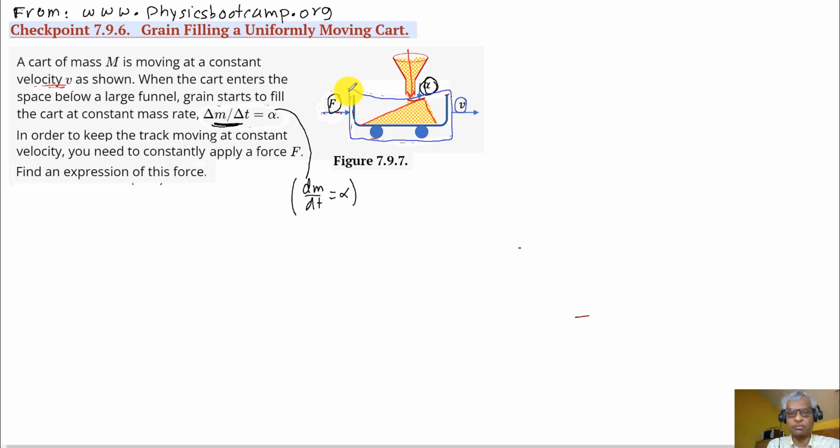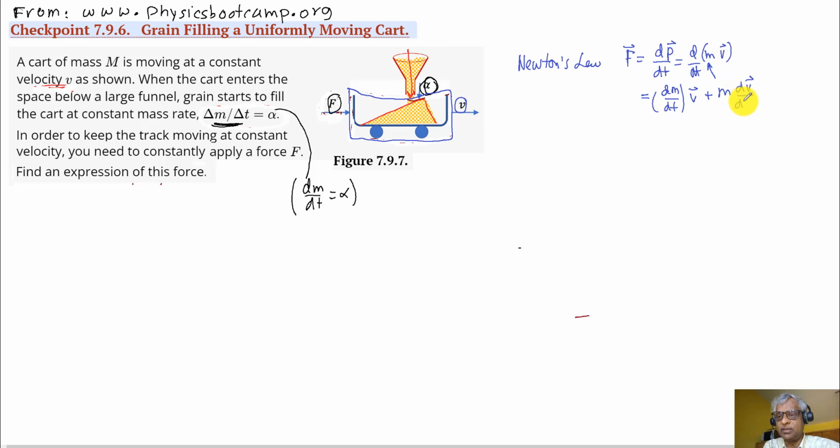But that's actually wrong, because Newton's law for a system is actually not F equals ma. Newton's law is actually F equals dp/dt. So p is the momentum, d/dt of mv, and when the mass is changing, it doesn't come out. It actually has two terms: dm/dt times v plus m dv/dt.